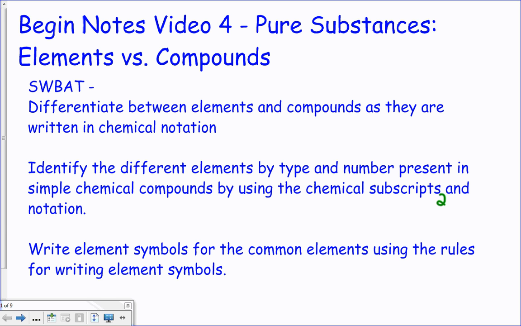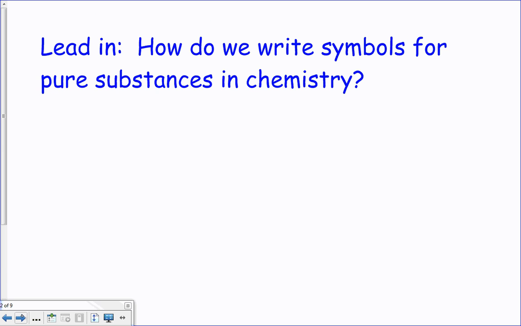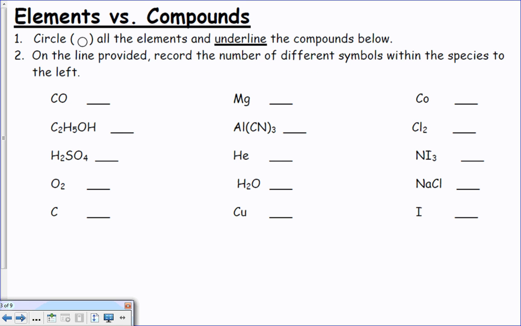We'll also be able to write element symbols using some rules that we'll learn so we get elements and compounds right all the time. So basically what we need to do right now is learn how we do these symbols. All right, so it starts right off with practice. Elements versus compounds. We're going to circle the elements and underline the compounds.